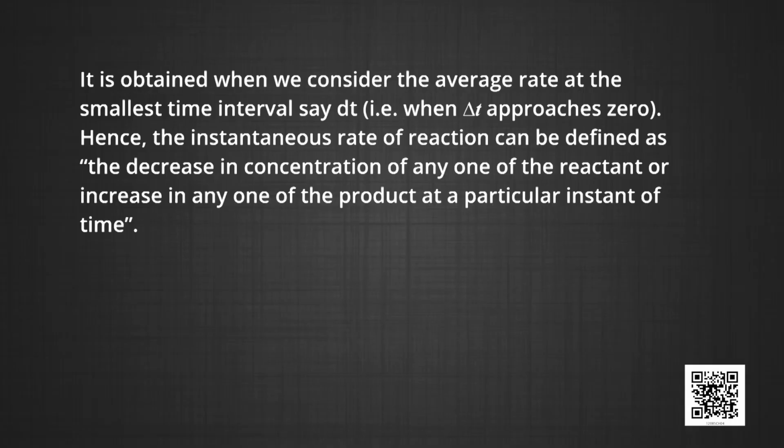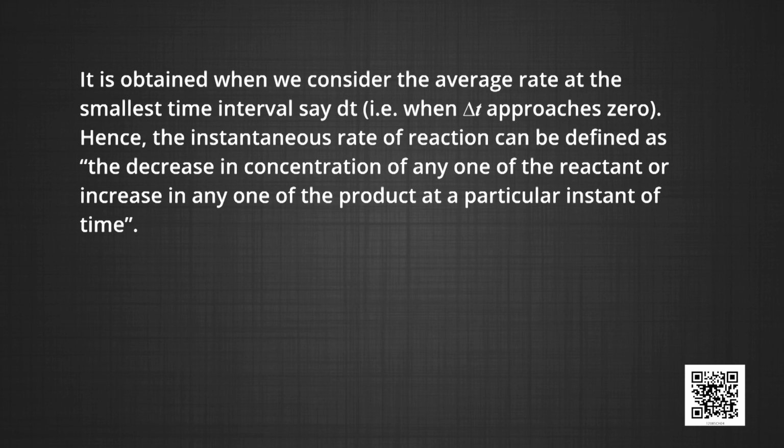However, average rate cannot be used to predict the rate of a reaction at a particular instant, as it would be constant for the time interval for which it is calculated. So, to express the rate at a particular moment of time, we determine the instantaneous rate. It is obtained when we consider the average rate at the smallest time interval, say small dt.